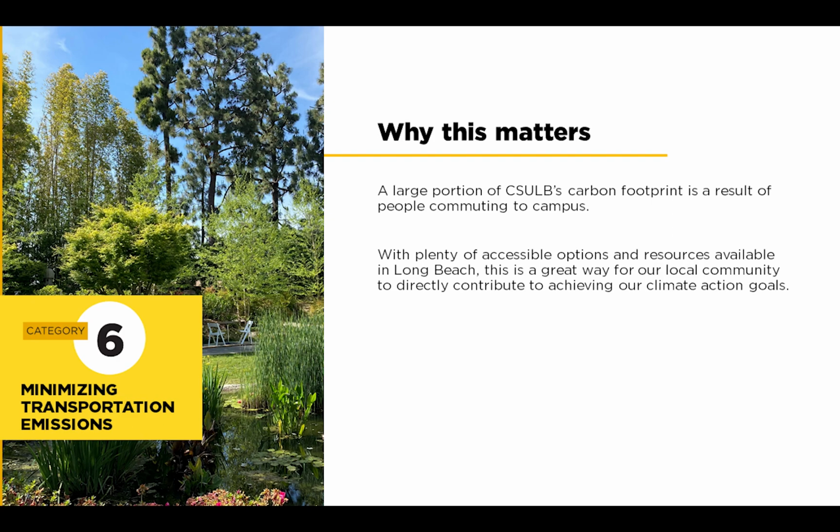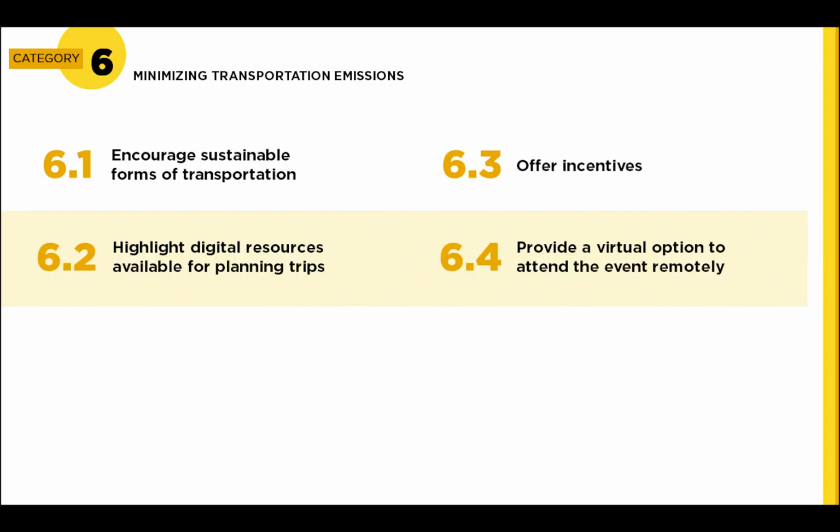impact on the environment. For this category, we have 4 different action items. The first of which is to encourage sustainable forms of transportation. In your event details, you can provide information about the alternative forms of transportation that exist to get to your event. For 6.2, highlighting digital resources available for planning trips.